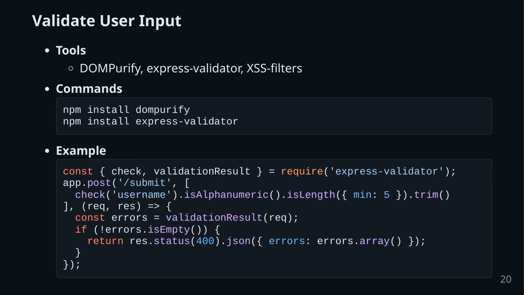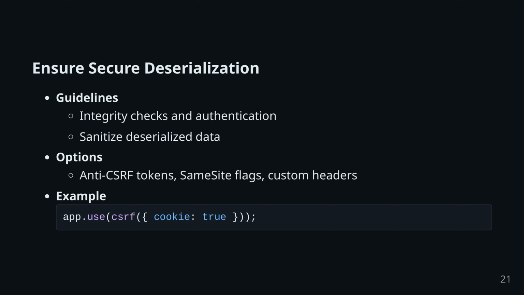This proactive approach significantly reduces the risk of various attacks such as SQL injections, script injections, and other malicious user inputs. When dealing with deserialized data, it's crucial to ensure its integrity and authenticity. This involves using mechanisms such as integrity checks and authentication to confirm the data hasn't been tampered with. Additionally, make sure that any deserialized data is properly sanitized to prevent the inclusion of malicious payloads.